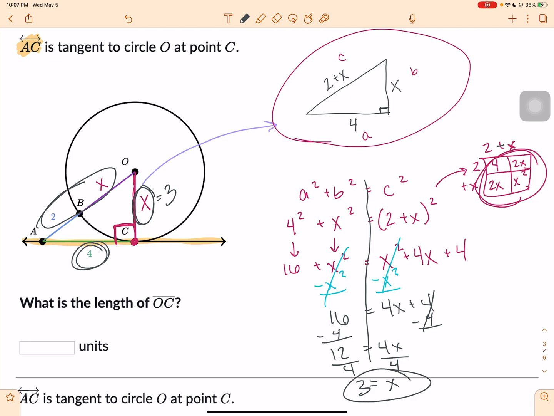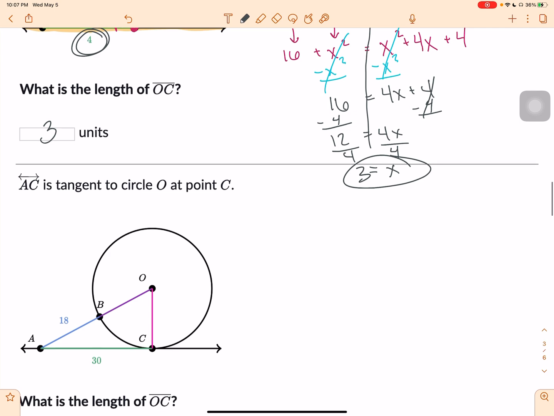And that makes sense too, because if that's 3 and the other leg is 4, and this would be 2 plus 3, which is 5, if you were to test the Pythagorean theorem again, 3 squared plus 4 squared should equal 5 squared, if we solved it correctly. 3 squared is 9, 4 squared is 16, 5 squared is 25. Does 9 plus 16 equal 25? Yes, it does. That's actually a Pythagorean triple. That's a perfect little Pythagorean triangle. Okay, so the length of OC is 3, long story short. And that's why these were called challenge problems.